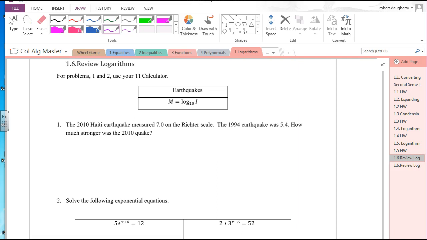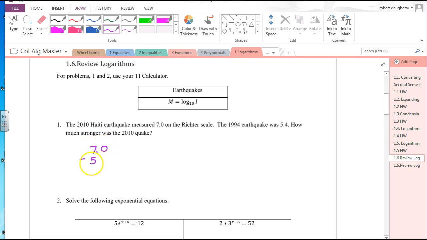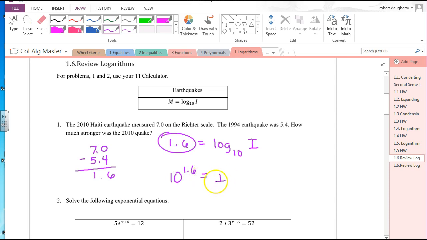In this case, the way we worked all of these problems, 7.0 minus 5.4 is equal to 1.6. So 1.6 is going to equal the log base 10 of the intensity. This is a log equation with a log on one side. I solve this by converting to exponential. Remember, that's my exponent in a log equation. So 10 to the 1.6 equals I.